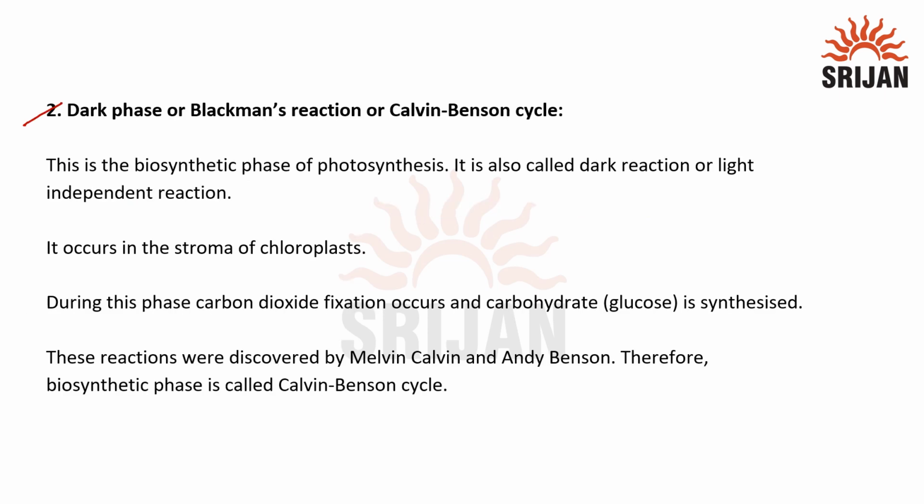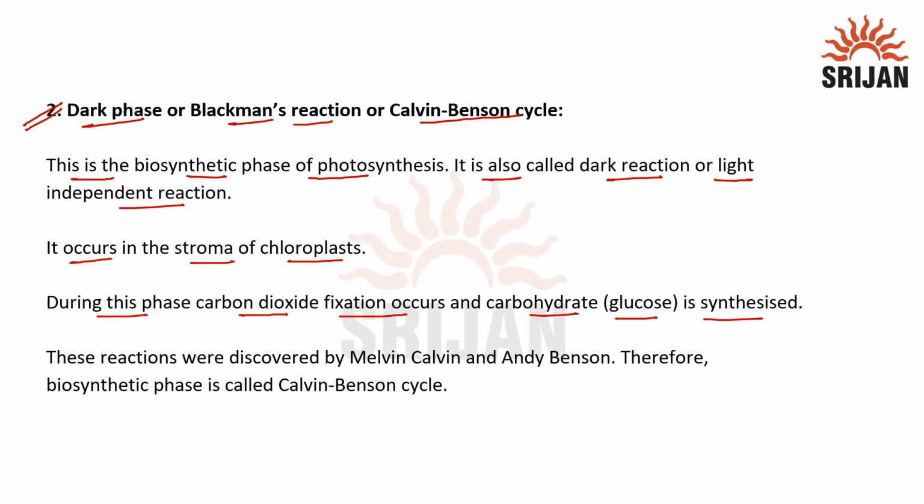The second phase is called as dark phase or Blackman's reaction or Calvin-Benson cycle. This is biosynthetic phase of photosynthesis and it is also called as dark reaction or light independent reaction. It occurs in stroma of chloroplast and during this phase carbon dioxide fixation occurs and carbohydrate, that is glucose, is synthesized. These reactions were discovered by Melvin Calvin and Andy Benson. Therefore, the biosynthetic phase is also called as Calvin-Benson cycle.